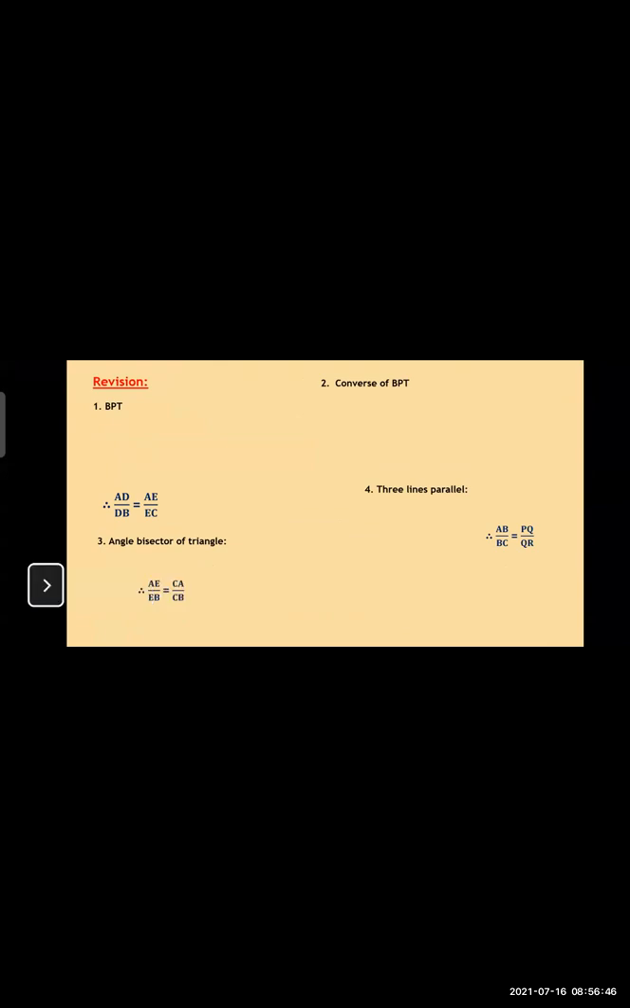How do we apply the BPT theorem? For the BPT theorem, we require a triangle. In the triangle, we need one condition: DE is parallel to BC. If DE is parallel to BC, then we write AD by DB is equal to AE by EC. That is the BPT theorem. Now, the converse of BPT is a reverse of BPT. The ratio is given, then you write down line DE is parallel to BC.